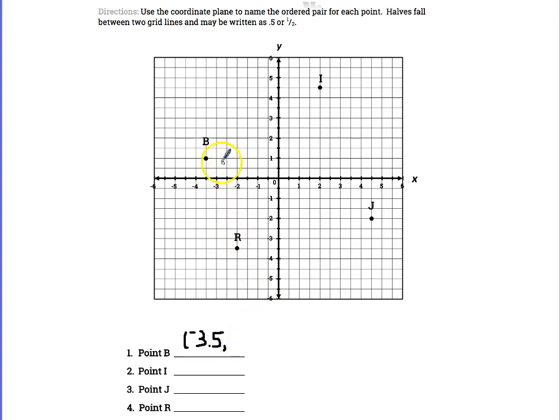And now I'm going to go back to the point, and I'm going to follow this line along to the y-axis, and I see that my y-coordinate is 1. So I have -3 5/10 and 1. And now I want you to work together, and find the coordinates for I, J, and R. Okay, pause the video here. Take about 3 to 4 minutes to make sure you have all of those coordinates, and then check back in.